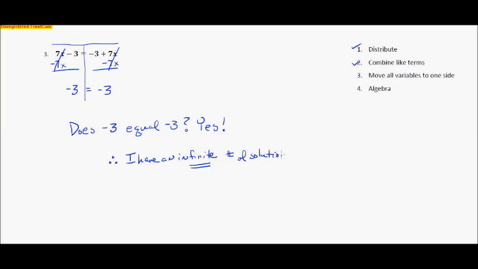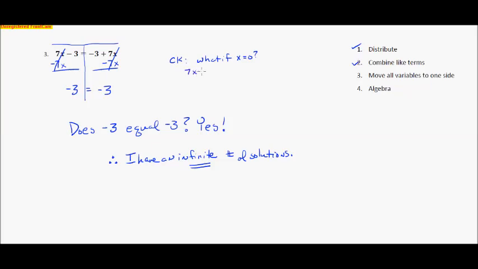That's my answer. Well, what does that mean? I have an infinite number of solutions. Well, infinity goes on and on and on forever. That means any value that I plug in for x, any number, will work in this equation. Let me show you. I'll do a little check here. If I have an infinite number of solutions, I can take any number. Let's take probably the easiest number to deal with. Let's take 0. What if x equals 0?